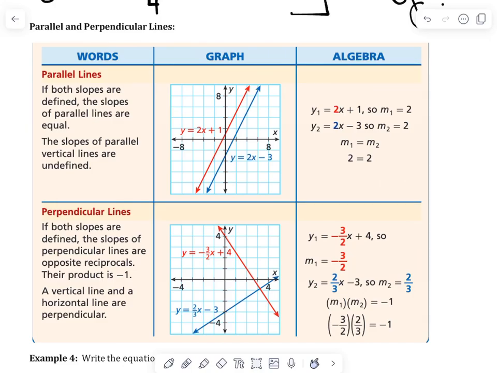This topic is on parallel and perpendicular lines. This chart shows you the difference between two parallel lines that have the same slope and two perpendicular lines that have negative reciprocals of each other.